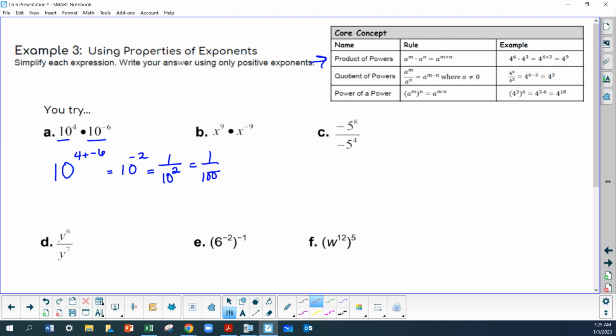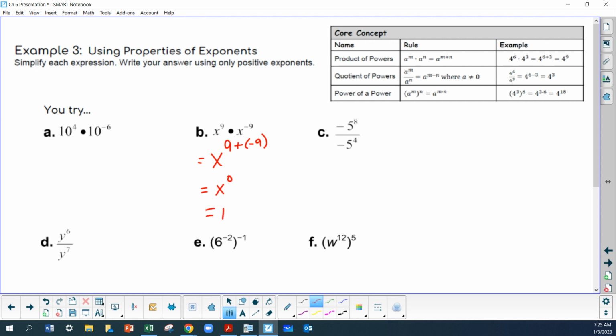For B, I'm going to add my exponents, 9 plus a negative 9. Ooh, that sounds like it's going to zero out, doesn't it? And anything raised to the 0 is 1. So we used two different rules, didn't we? All right, on C, I get negative divided by negative is positive. The negative is not raised to a power, is it? Because it's outside. If we wanted it raised to the 8th or to the 4th, parentheses would have been included. So in this case, I'm just going to say negative over negative is positive.